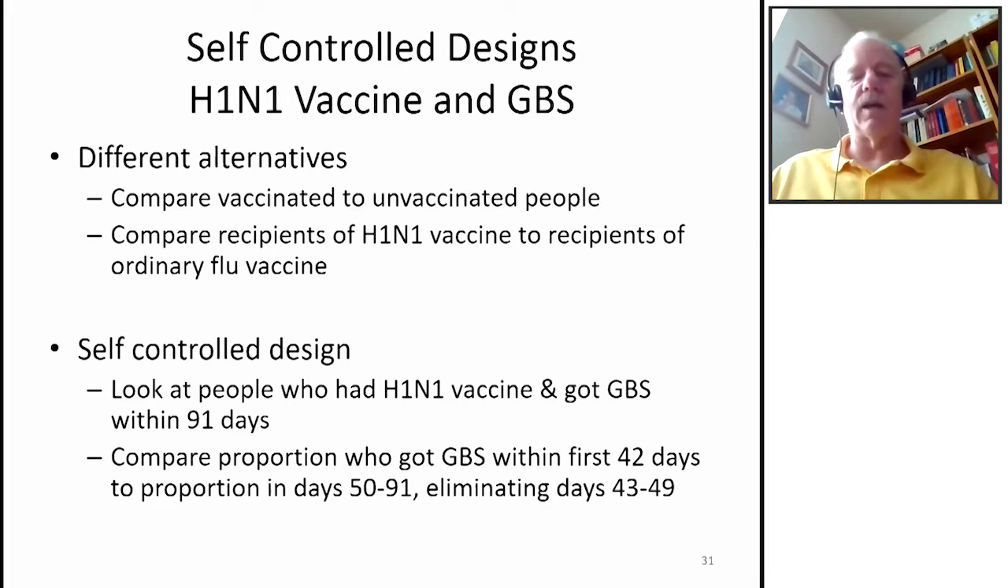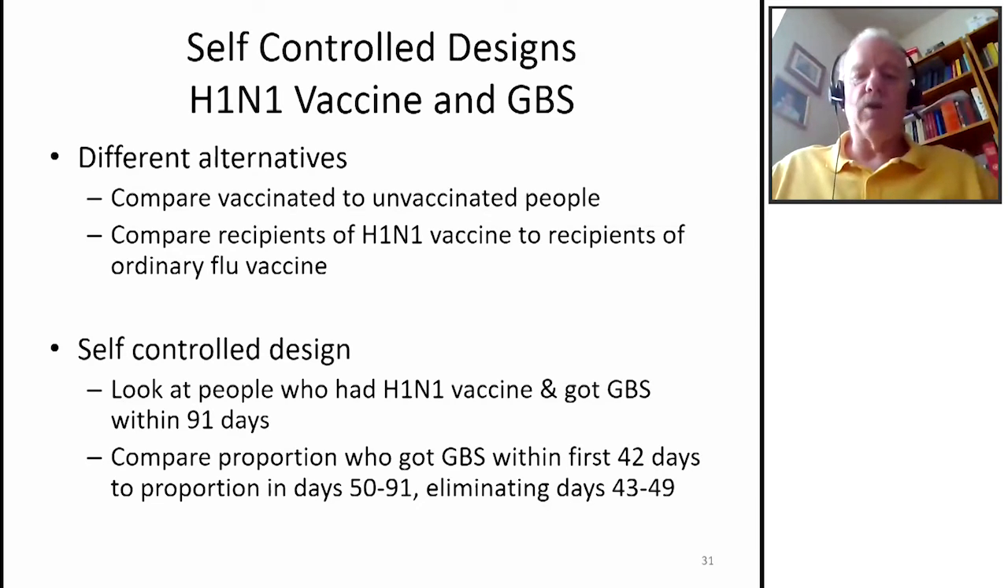But at any rate, there's another design that I think is a good one, which is the self-controlled design. And this is what we did. We said, we're going to look at people who had H1N1 vaccine and got Guillain-Barré syndrome within 91 days. And then what we said was, okay, if it really was the vaccination that caused the Guillain-Barré syndrome, we would expect to see a temporal relationship.